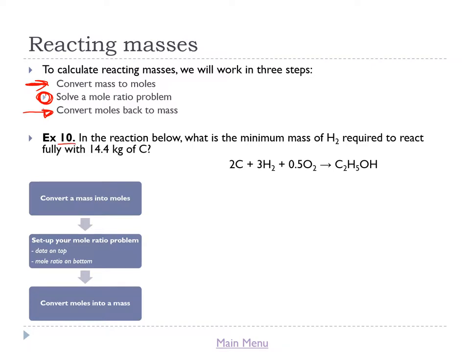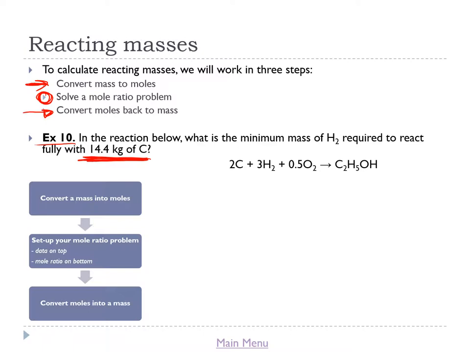So let's look at example 10. In the reaction below, what is the minimum mass of H2 required to react fully with 14.4 kilograms of carbon? So we're starting with carbon. We know about carbon, so we need to work out the number of moles of carbon first.